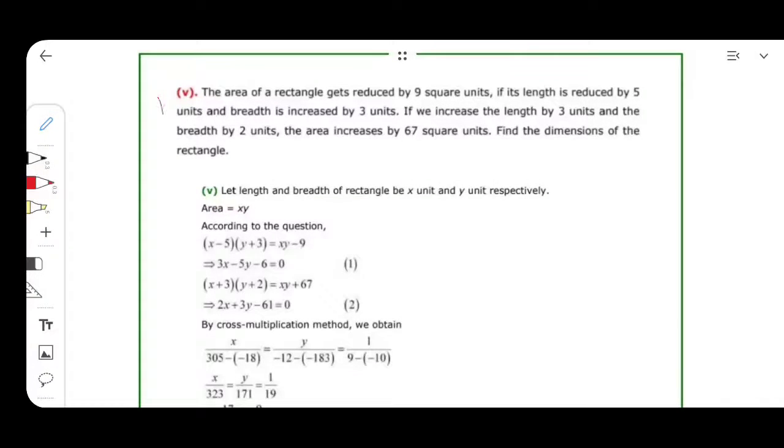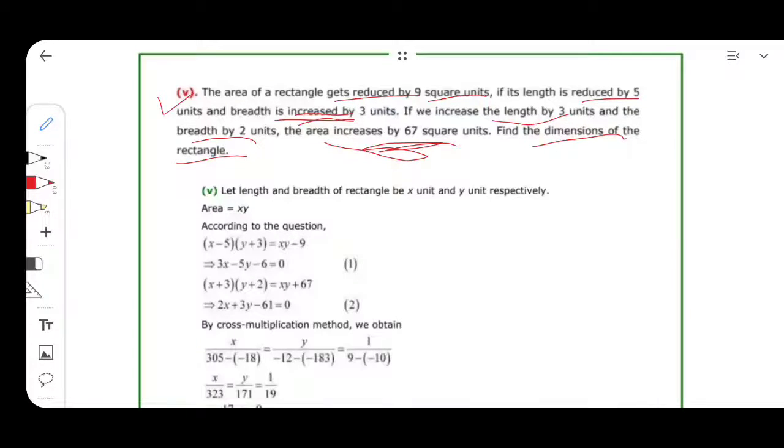Fifth part. The area of a rectangle gets reduced by 9 square units if its length is reduced by 5 units and breadth is increased by 3 units. If we increase the length by 3 units and breadth by 2 units, the area increases by 67 square units. Find the dimensions of the rectangle.